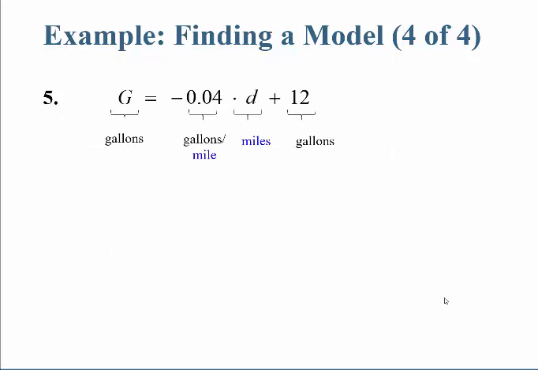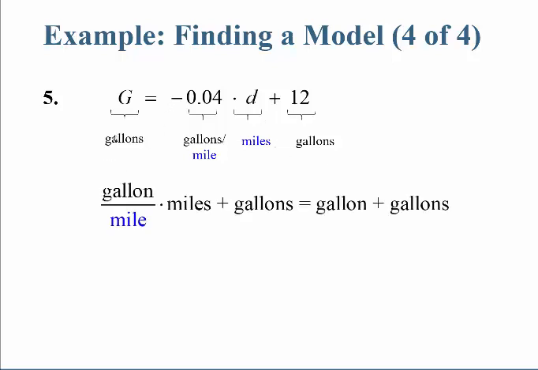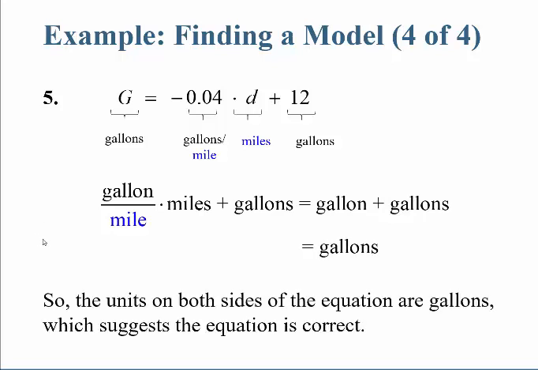Okay, so the unit analysis. The slope, the rate of change, is gallons per mile. So I'm going to take this gallons per mile and make sure that it's the same thing on both sides. Gallons divided by miles times miles, plus gallons, is equal to gallons plus gallons. Basically I'm multiplying everything by miles, and the miles cancel out. So the unit on both sides of the equation is gallons, which suggests that the equation is correct.